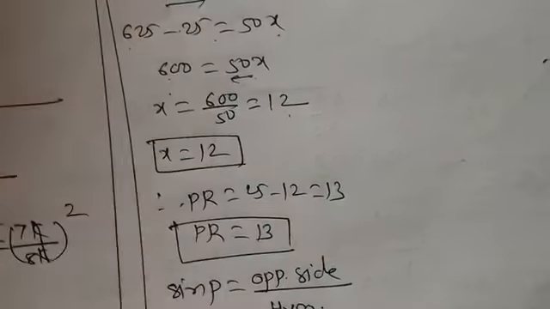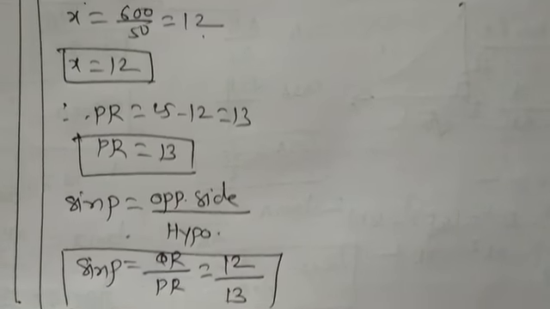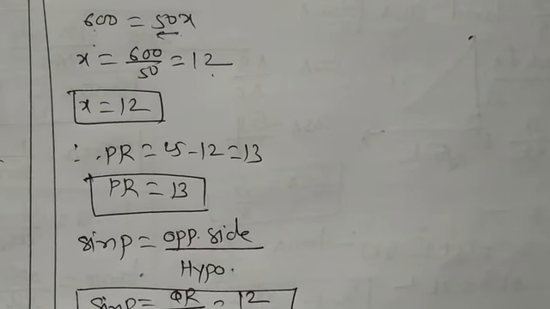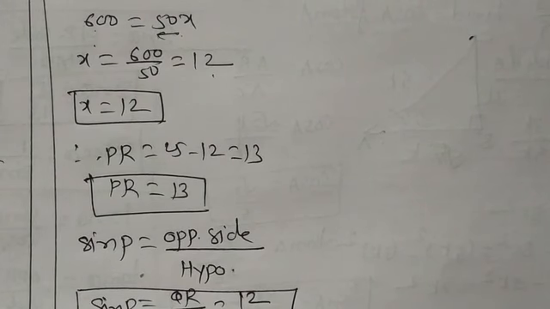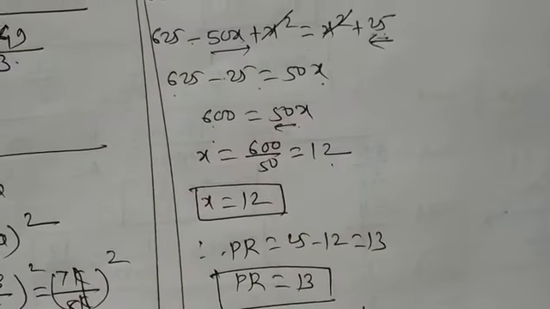Now in the same way you can do example number 11 for your homework. So today we have completed exercise 8.1. In the next period we will learn trigonometric ratios of some specific angles. Till then, goodbye. Thank you.